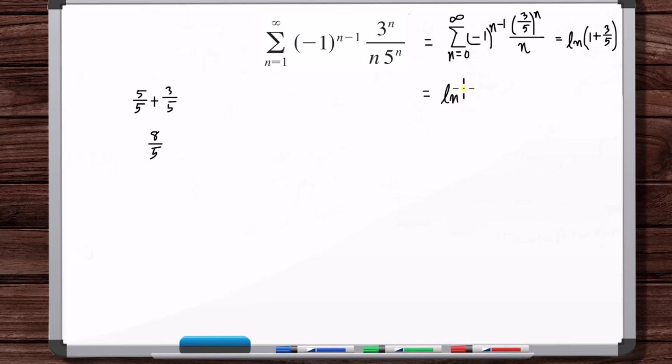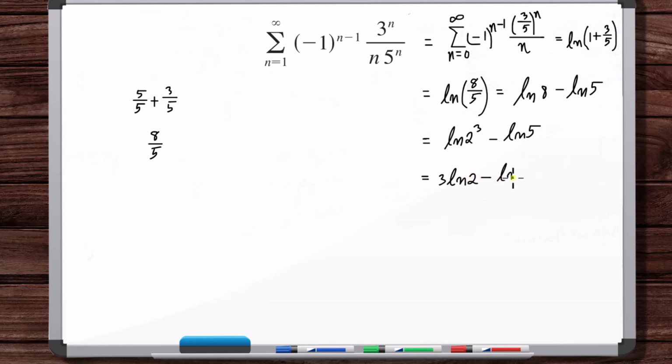So natural log of 8/5, and if we want to go a step further, we could say natural log of 8 minus natural log of 5, and we could keep going if we wanted to, just to show you. This is natural log of 2 cubed minus natural log of 5. This is 3 natural log of 2 minus natural log of 5.